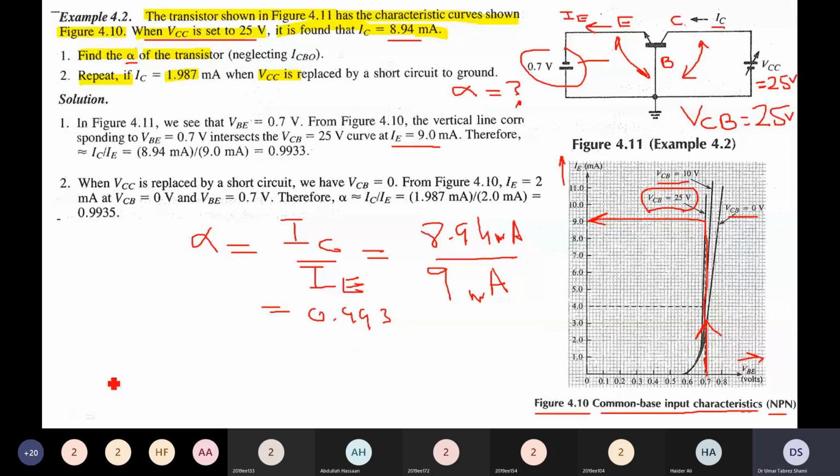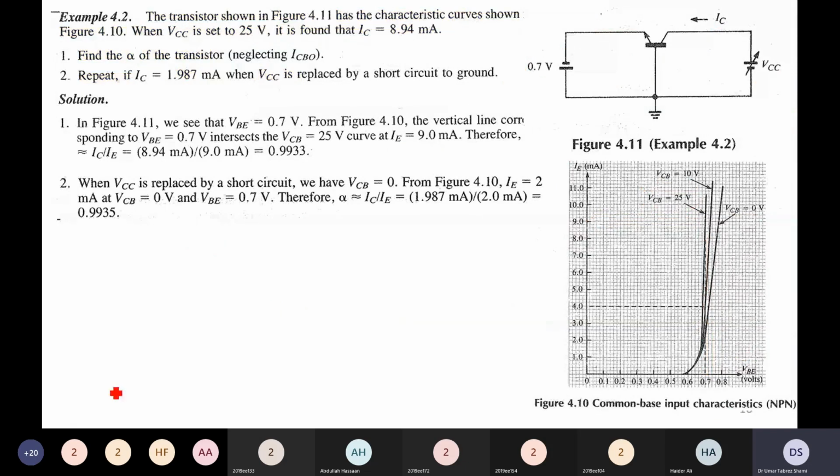Now we come to the solution for part number 2. In part number 2, it is written: repeat if now the collector current is 1.987 milliamperes when VCC is replaced by a ground. In other words, now VCC is short circuited, there is no power supply, and the voltage between collector and base, VCB, is now equal to 0 volts.